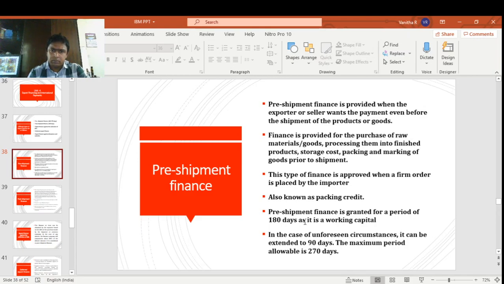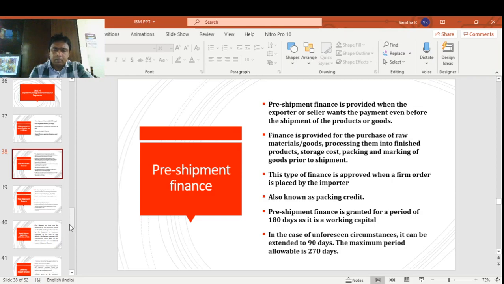And the fourth point, which is also known as packing credit. Then you have a pre-shipment finance granted for a period of 180 days, which is a working capital to start from how to pack it, how to ship it, whether you have the buyer ready or not, these things. In the case of unforeseen circumstances, it can be extended by 90 days, the maximum period allowable being 270 days.